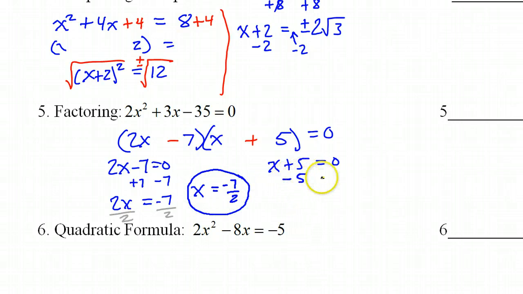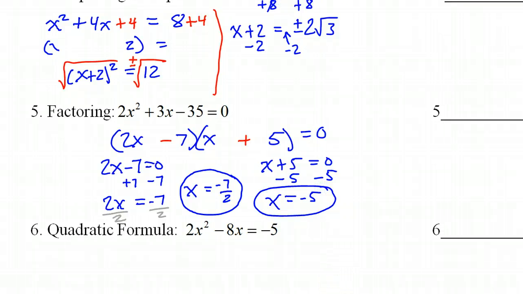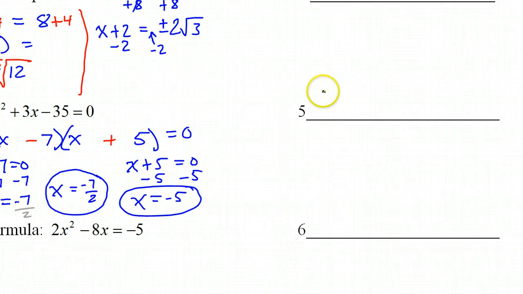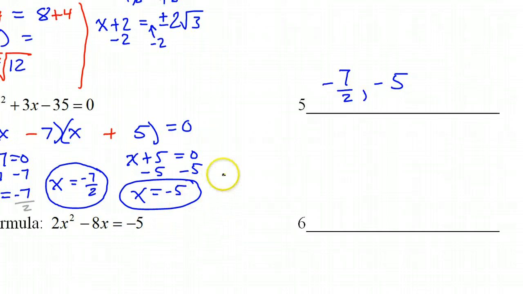Meanwhile, I will subtract 5 from both sides. So that will give me x equals negative 5. So these are the two solutions. So negative 7 over 2 or negative 5. Okay.